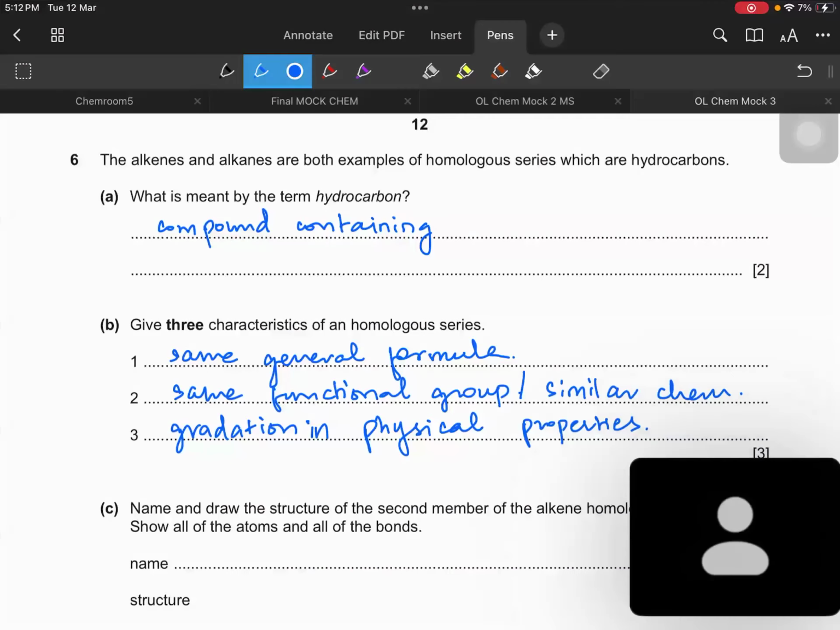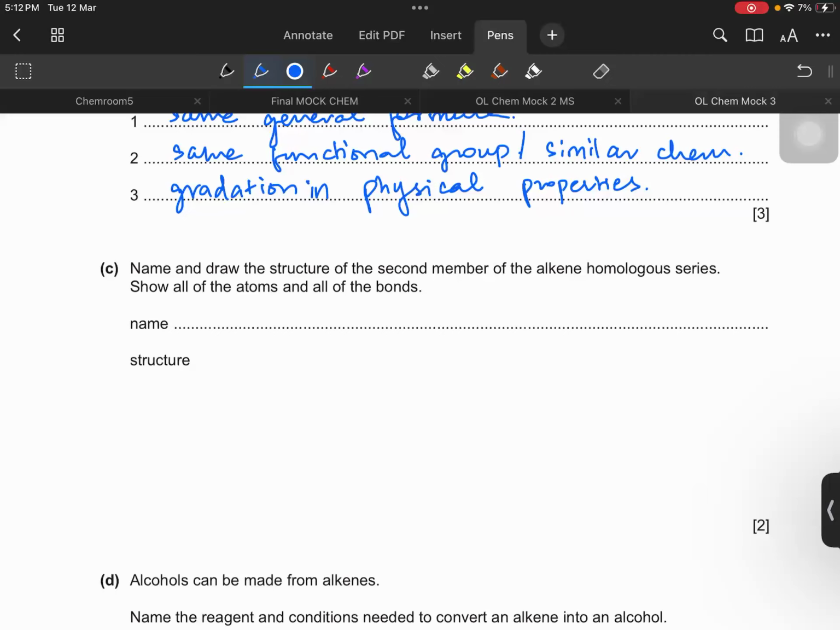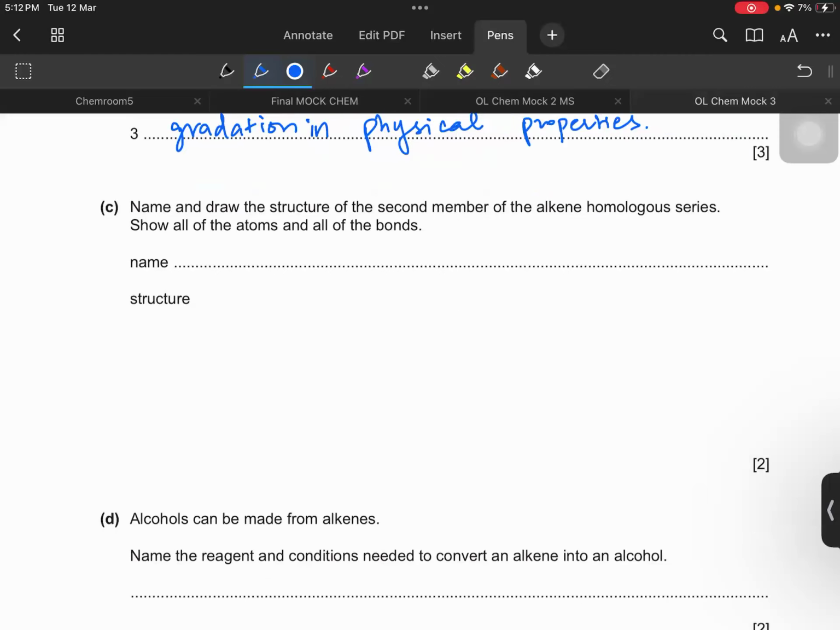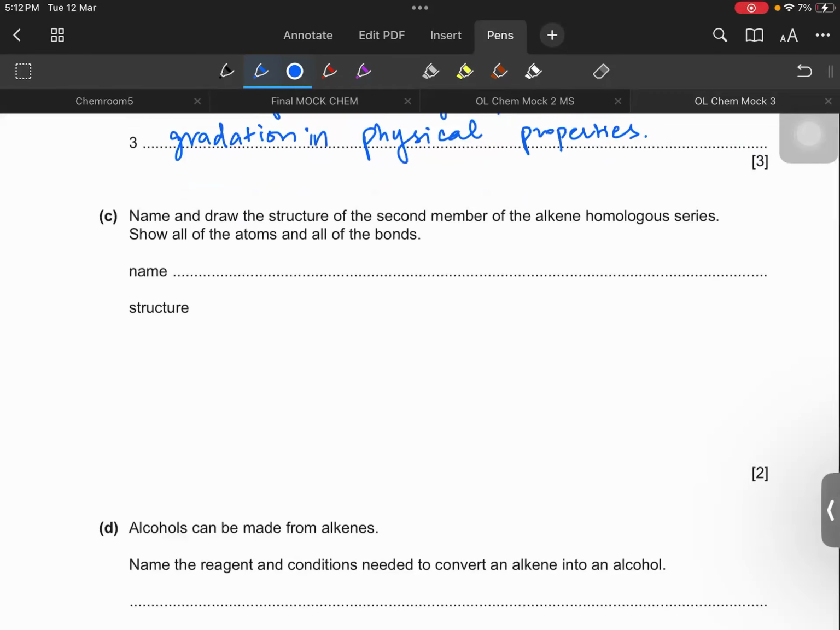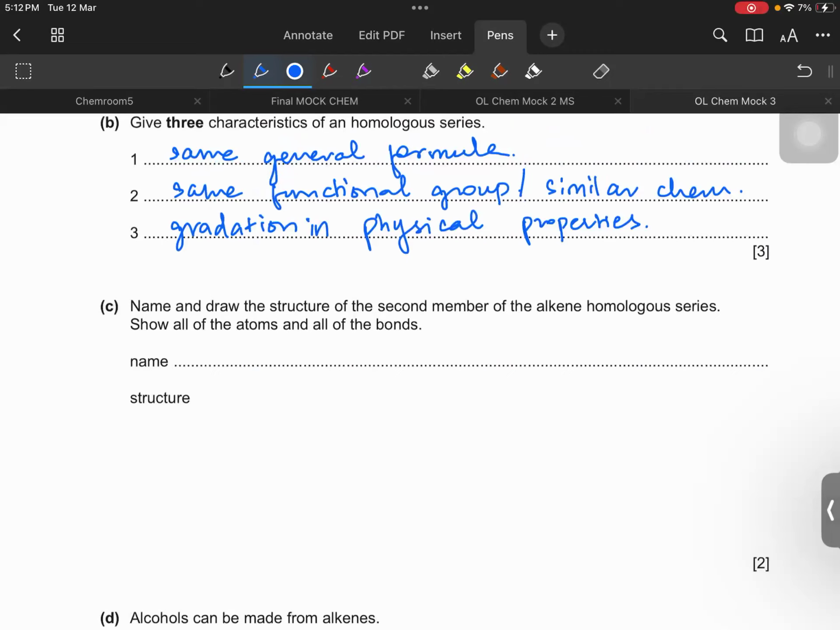Draw the structure of the second member of the alkene homologous series. Sir, ethene. One minute Ahmed, your question. Sir, same functional group and same chemical properties, same point, and different points. So C2H4, ethene is the name. Make a bond, two carbons with a double bond and hydrogens on top, two hydrogen atoms on each carbon. Nothing new about it.